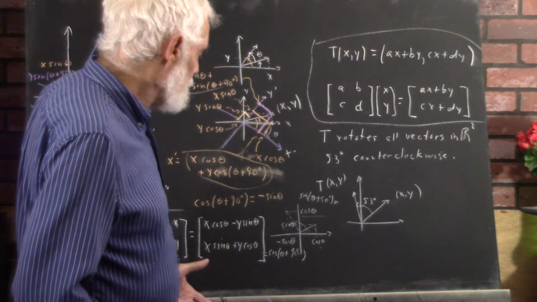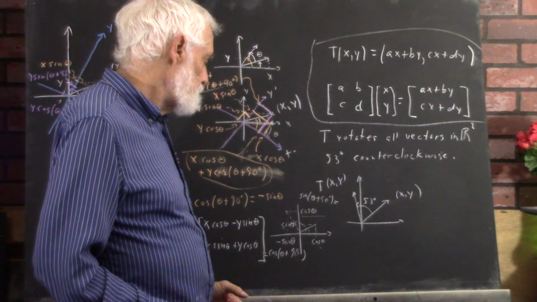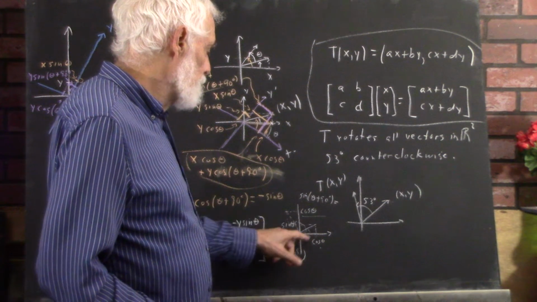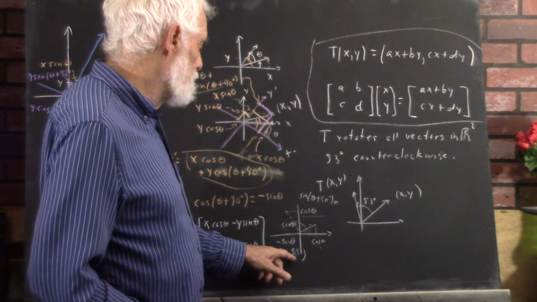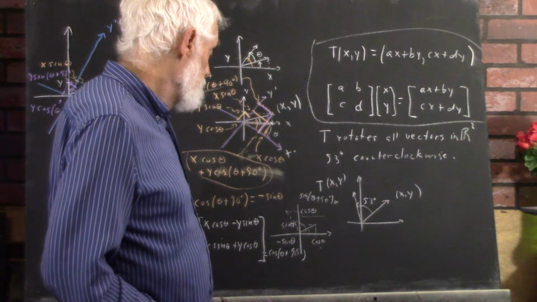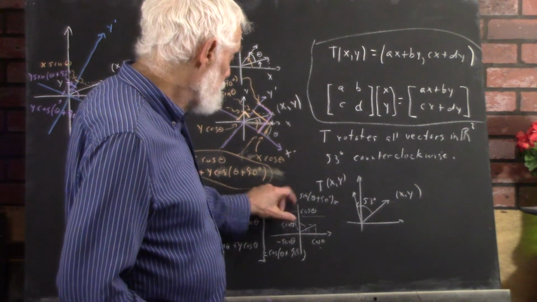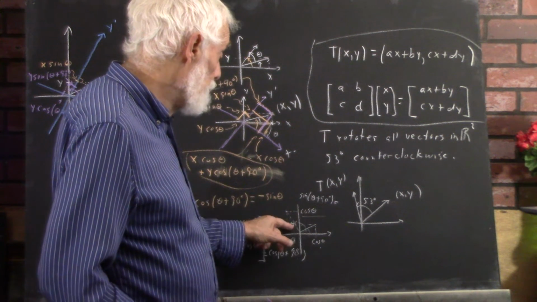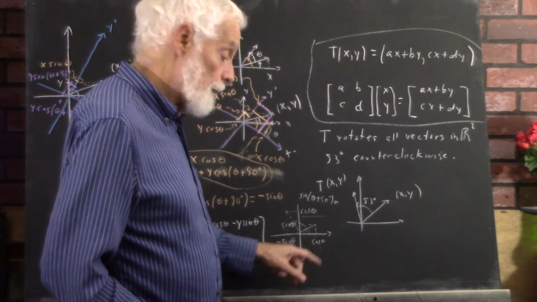Well, if you think about this a little bit, you see that this angle from here around to here is theta plus 90 degrees. So the cosine of theta plus 90 degrees is going to be equal to the negative of the sine theta. And the sine of theta plus 90 degrees, because this angle is theta plus 90 degrees, is equal to the cosine of theta.